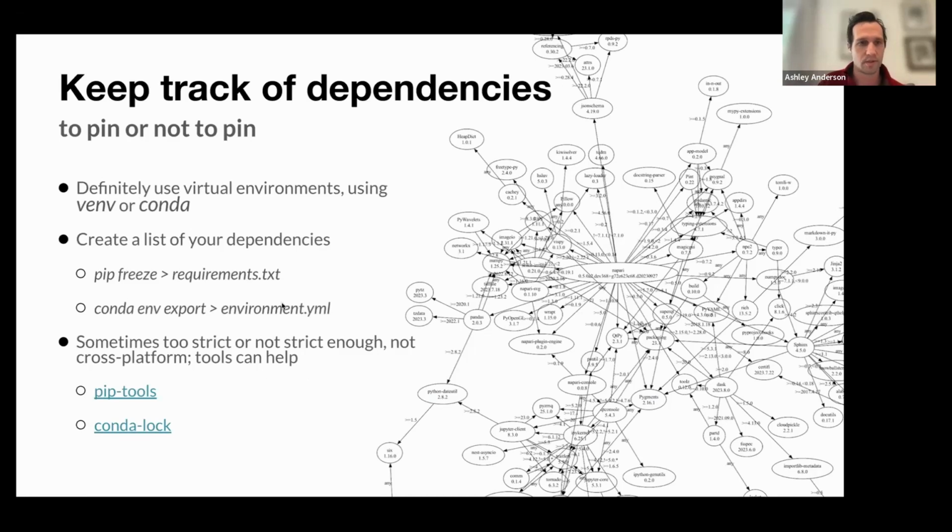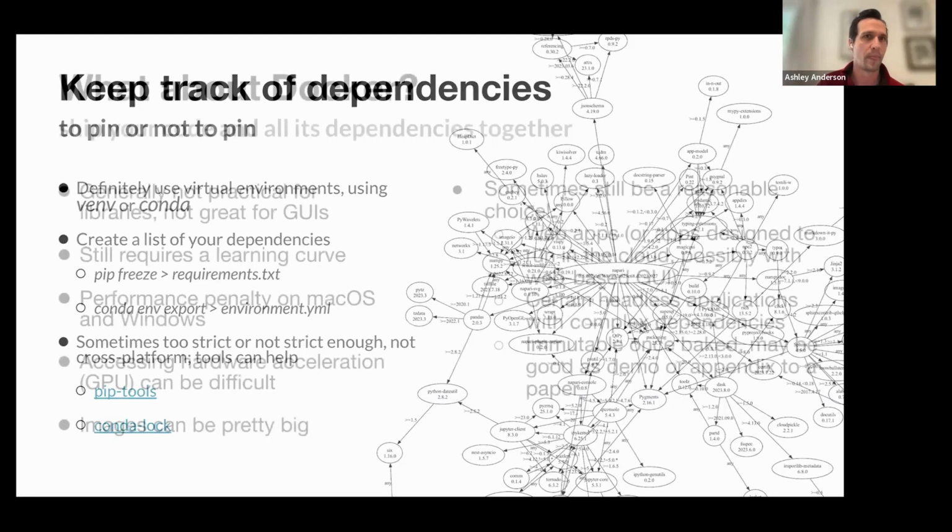Sometimes this is too strict or not strict enough. So for libraries, you want to loosely couple with dependencies so that you don't conflict if someone wants to install something else. But if you want to get more strict, you can use things like pip-tools or conda-lock to really lock down a dependency tree for reproducibility. For example, if you want to provide something that goes along with a paper you've written, you want to freeze that as a snapshot in time, and being very strict with how you specify dependencies and their exact versions can be a good way to do that.